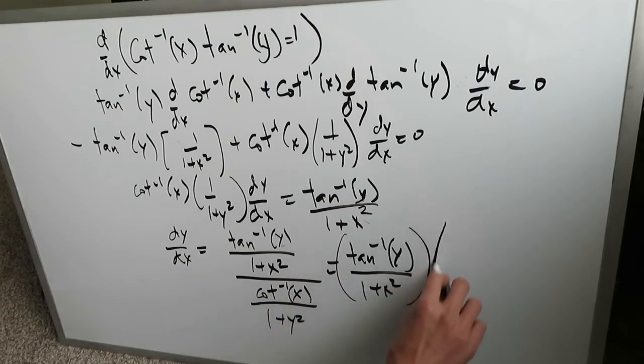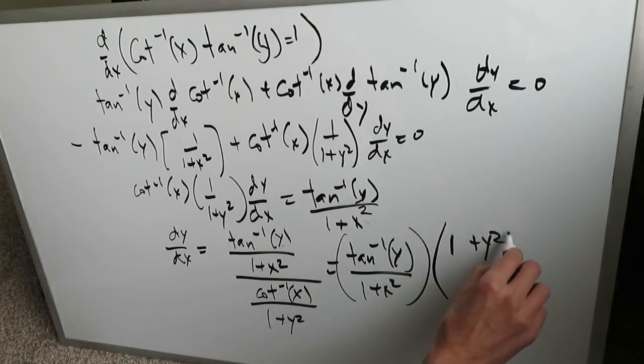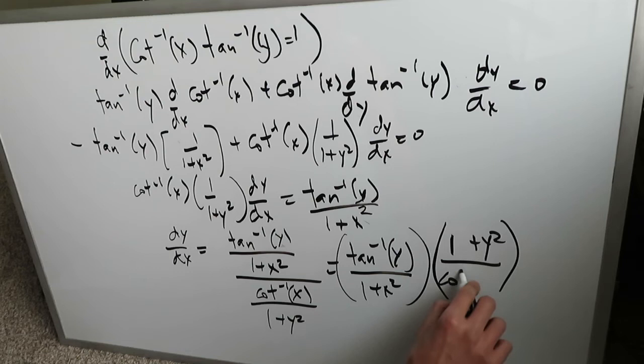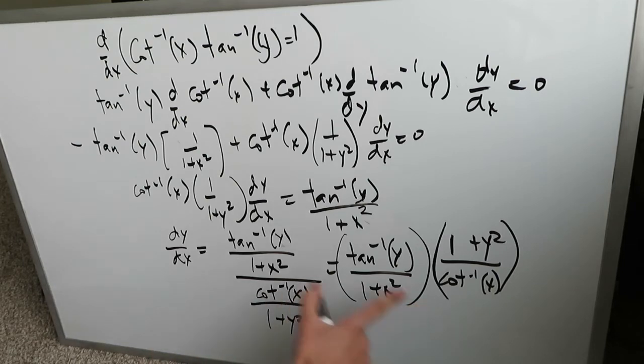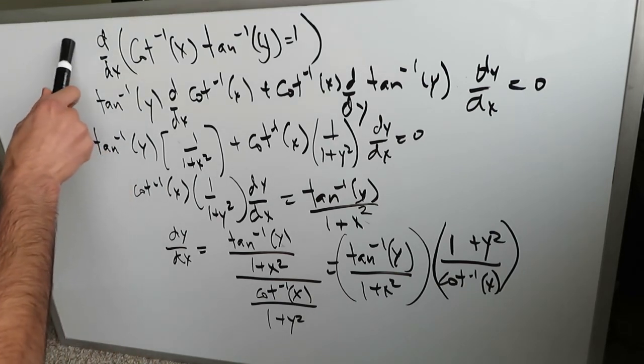You flip this around and you get 1 plus y squared over inverse cotangent minus 1 x. And you could say this as your final answer and you would be good. This is the derivative of this expression over here. If you were to plug in the x and y coordinates, if you had those, you could get the instantaneous rate of change for this expression.